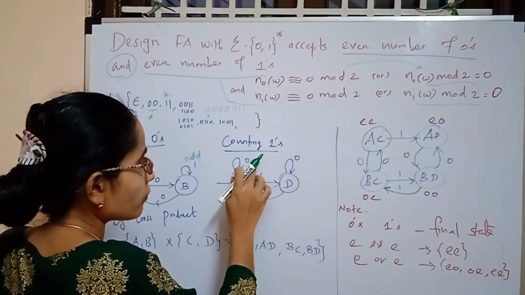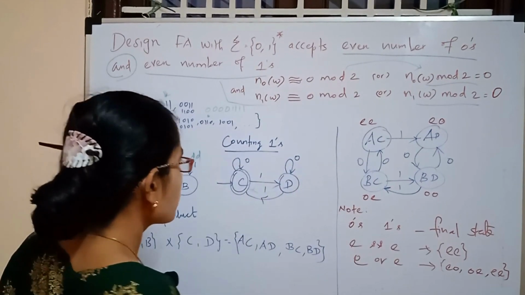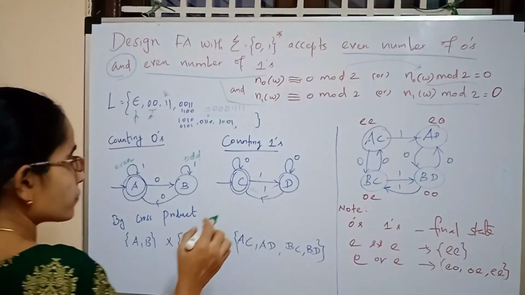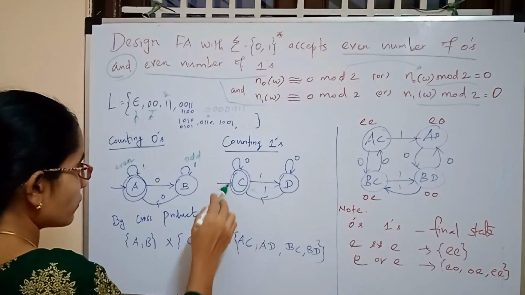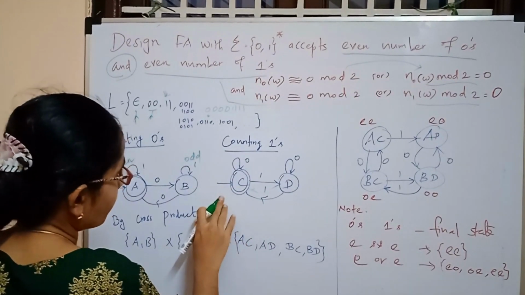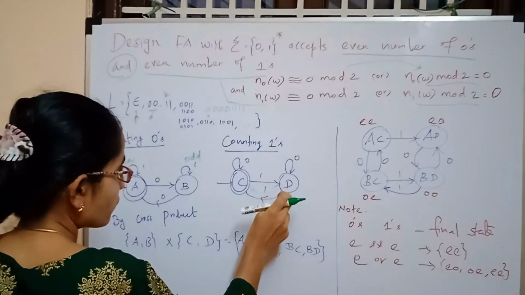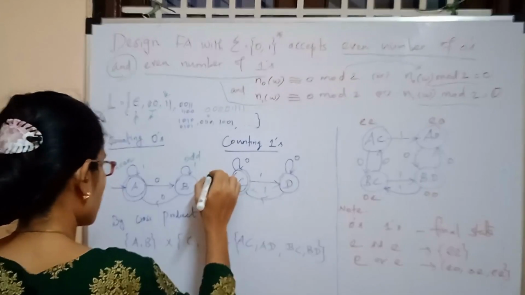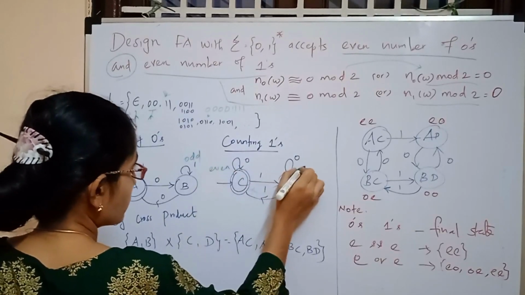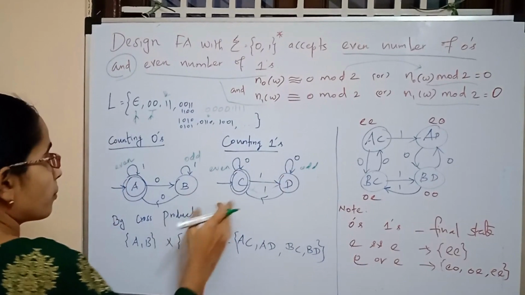So here you will have an even number of ones. Here, you will get an even number of ones. Okay, here this state will receive only an odd number of ones. Okay, odd number of ones.